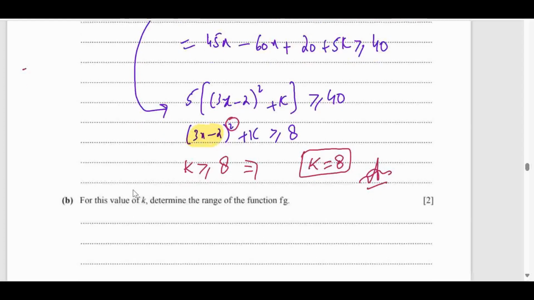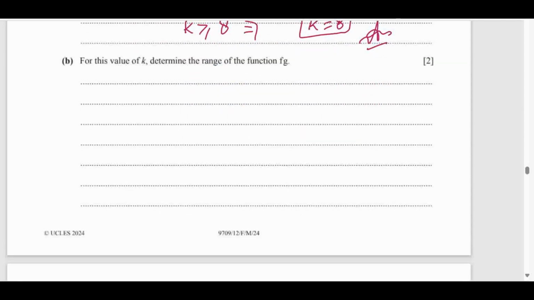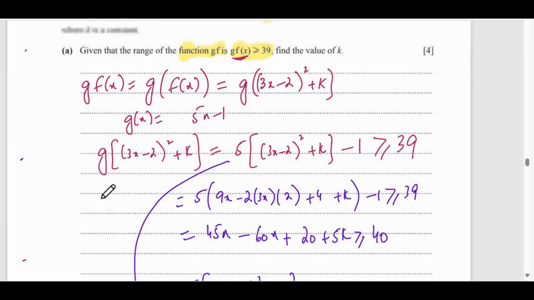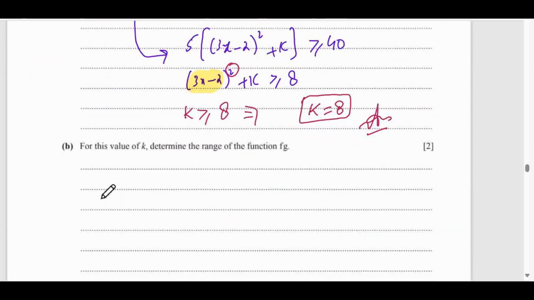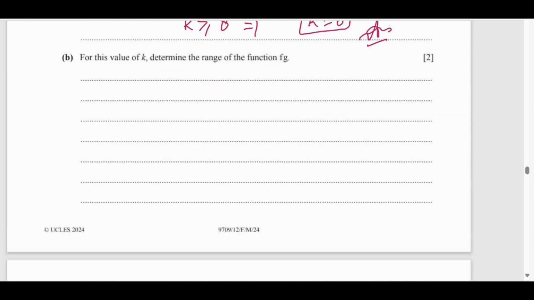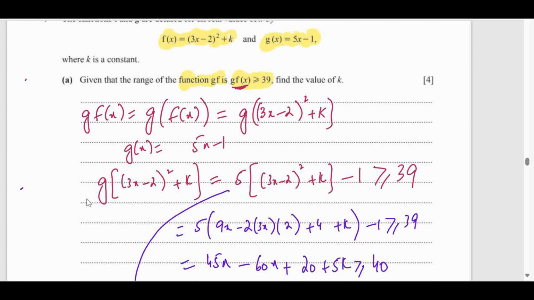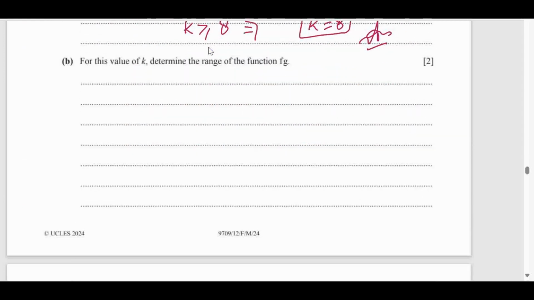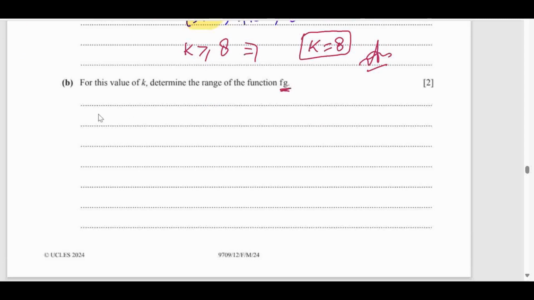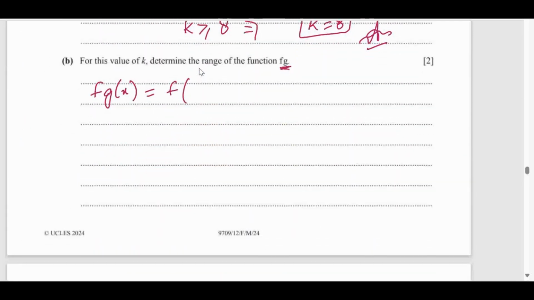Let's move to b part. For this value of k, determine the range of the function fg. So we know that this was the expression. Now do not get confused between this one and the previous one. Previous one, it was gf of x, and in this one we need to find out fg of x. So first of all, fg of x is equal to f of g of x, and g of x was 5x minus 1.